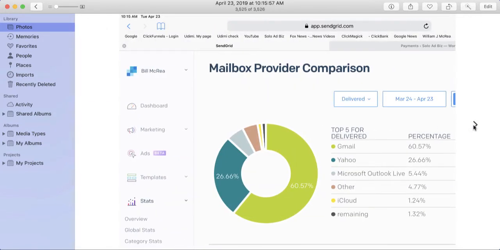Mailbox comparisons, okay? This is who uses these mailboxes. Gmail is blowing everyone away at 60%. Now remember, Gmail is owned by Google, so they are reading every email you send out. They know everything that's going on about you, just like everyone else does. Now, do I use Gmail? Yes, I do. And I don't do anything nefarious that I'm trying to hide. But if you are, don't email your girlfriend or whatever with Gmail. Yahoo, same thing. Microsoft Outlook Live, I can't believe it's even got that much. And then you see the others right there.